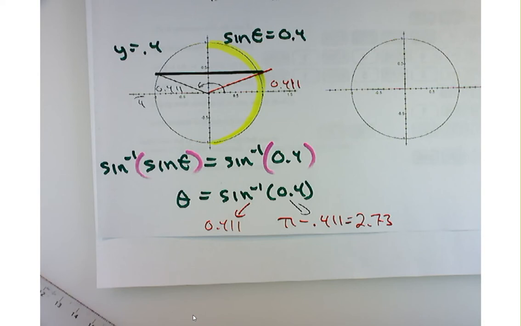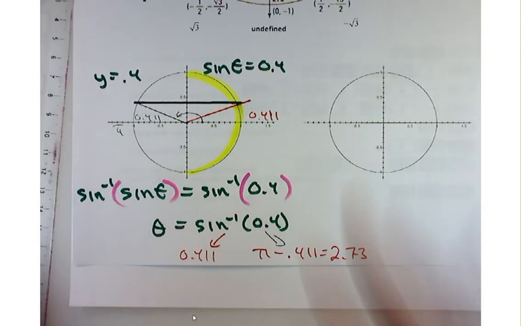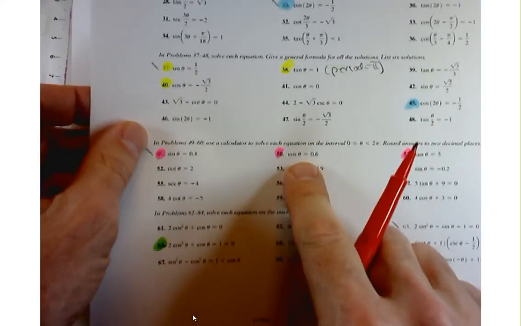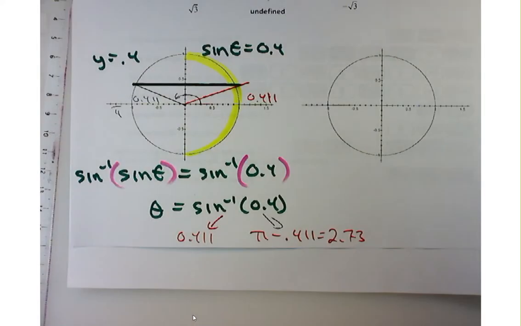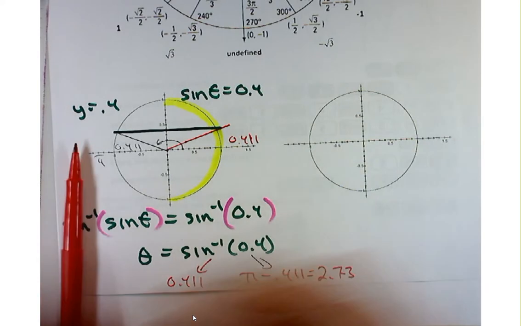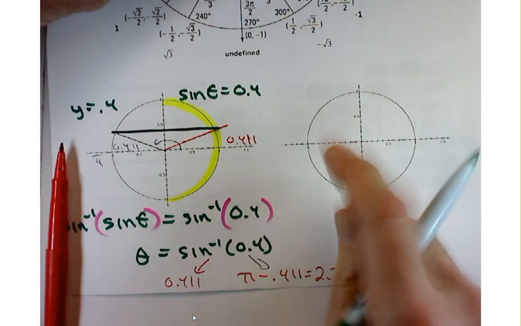Let's do another one like that. Questions on this one before I move on? Okay. Let's take a look at the next one over. Cosine of theta is 0.6. There's going to be a little bit of a twist in this one. So we're going to use this one over here.